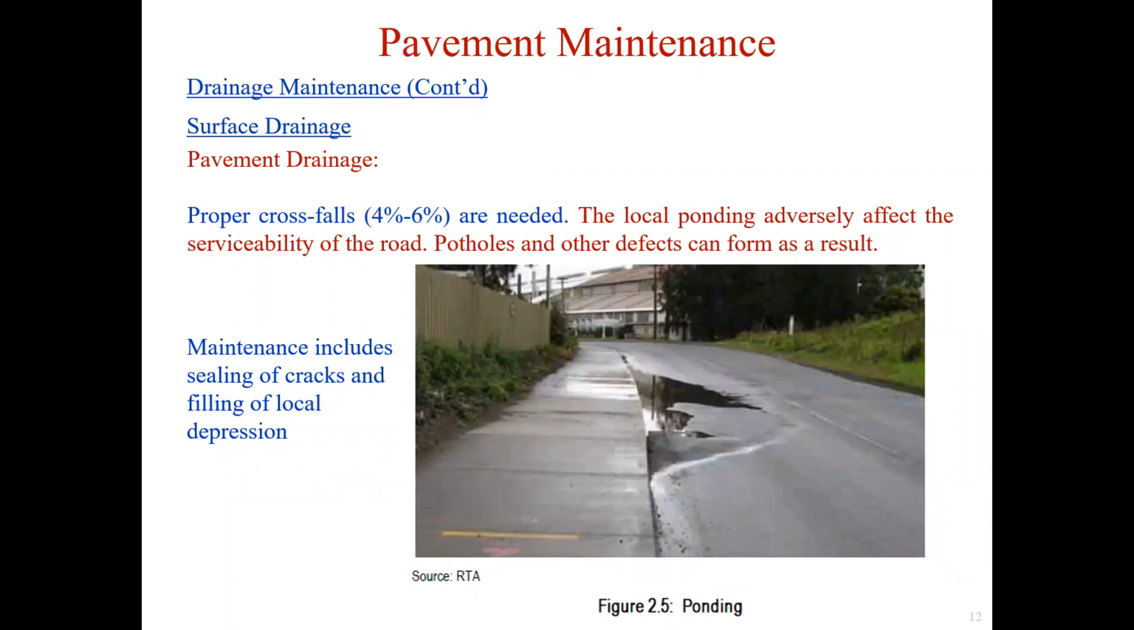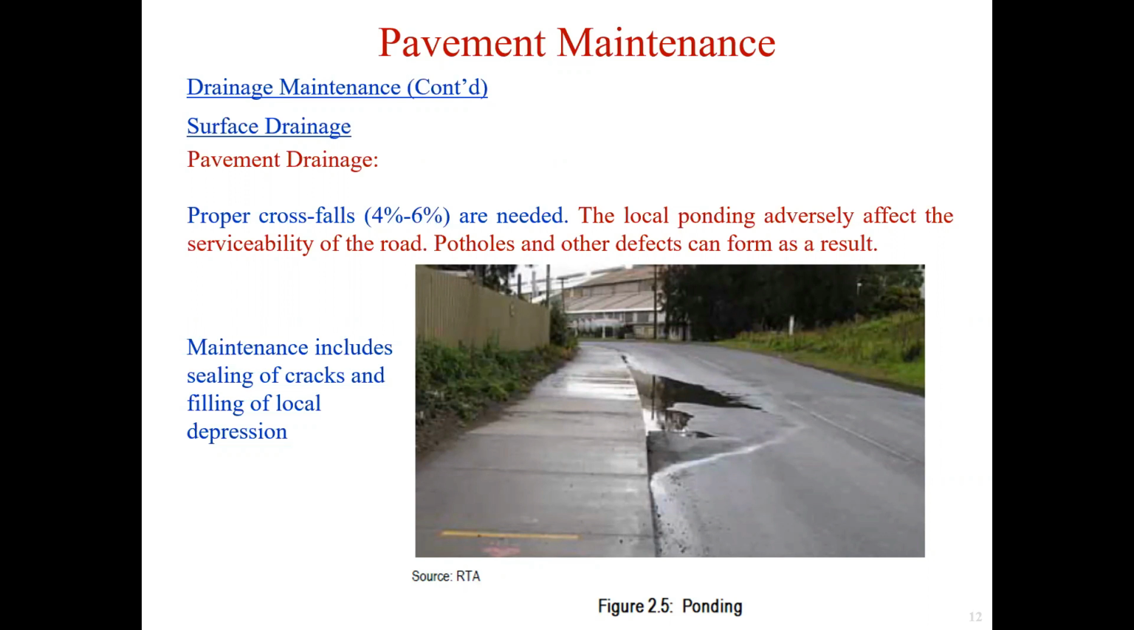For surface drainage, proper crossfalls, normally in between 4 to 6%, are needed. Otherwise, a concentrated sheet of water may form, which may adversely affect the serviceability of the road. This may also cause potholes and other defects. On smooth surfaces, high-speed vehicles may aquaplane, resulting in loss of traction and control by the driver.